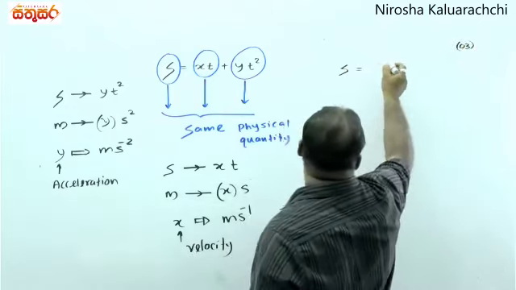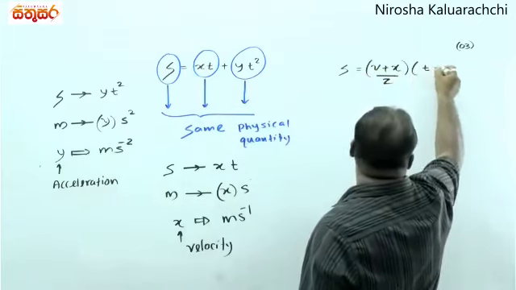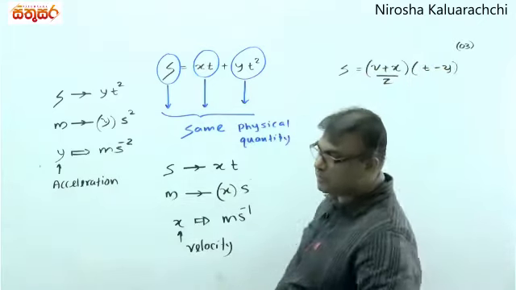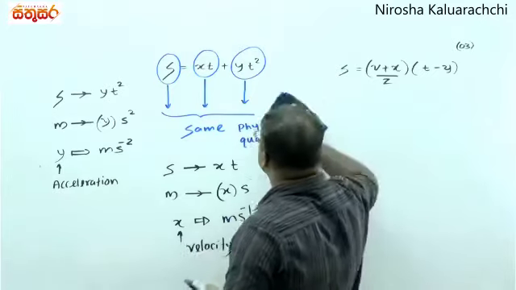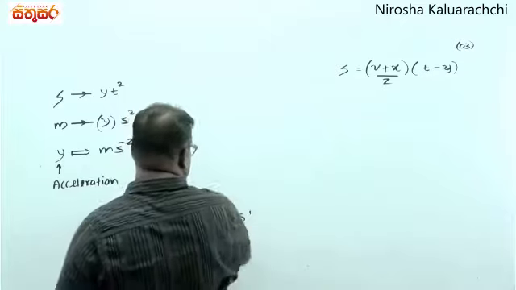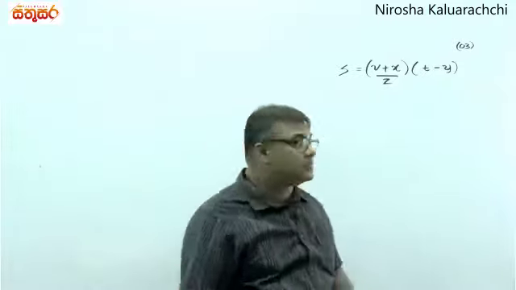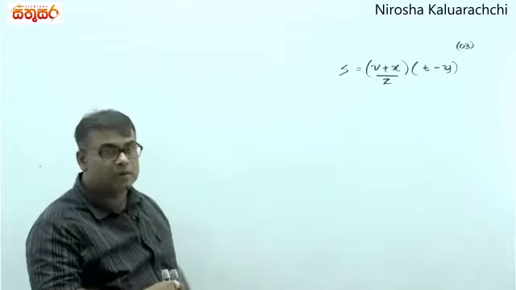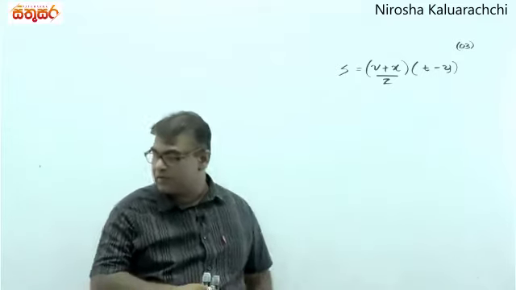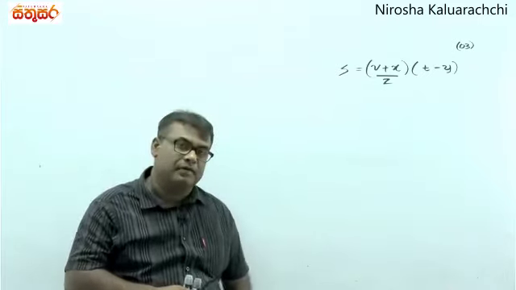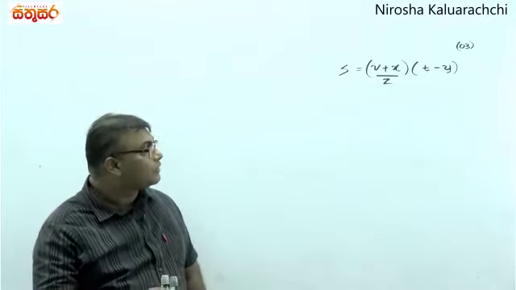S equals (v plus x) divided by 2, times (t minus y), where S is displacement, V is velocity, T is time. Right. Find the units of x and y.